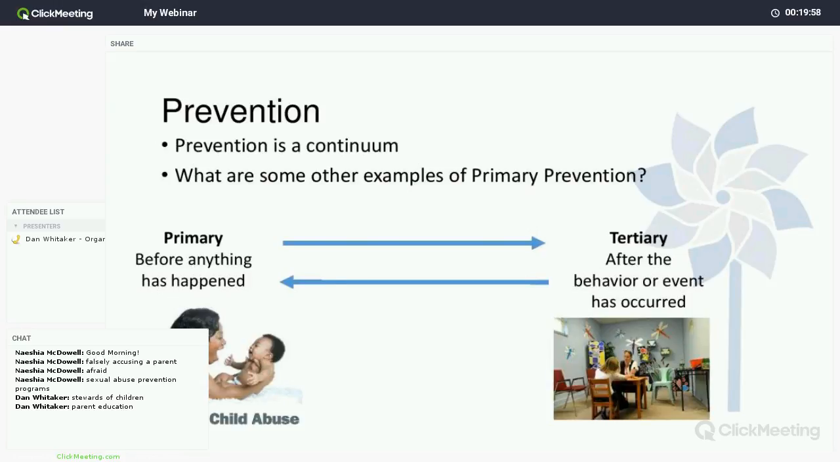Tertiary prevention includes treatment services to decrease the long-term and often complex effects of child maltreatment. These would include mental and behavioral health therapies, and a lot of those can be provided at child advocacy centers throughout Georgia, or at least referred by child advocacy centers of Georgia.